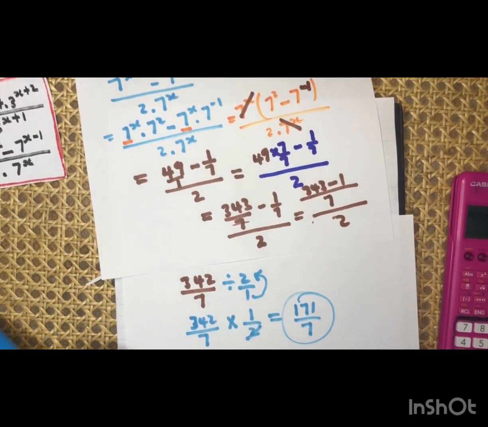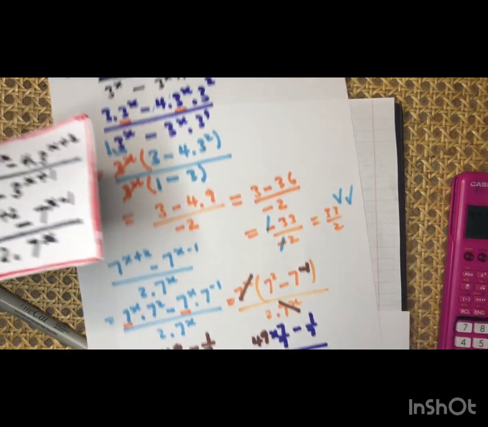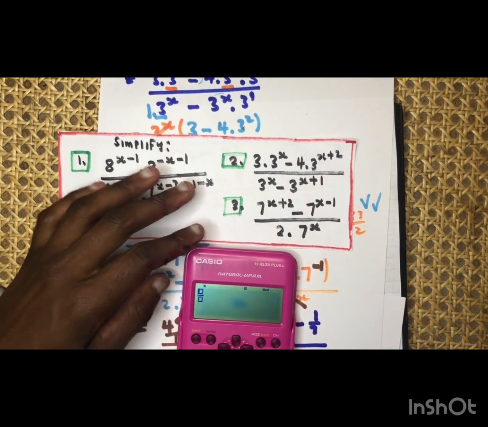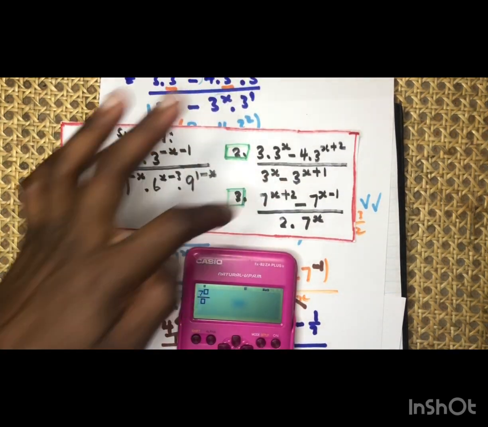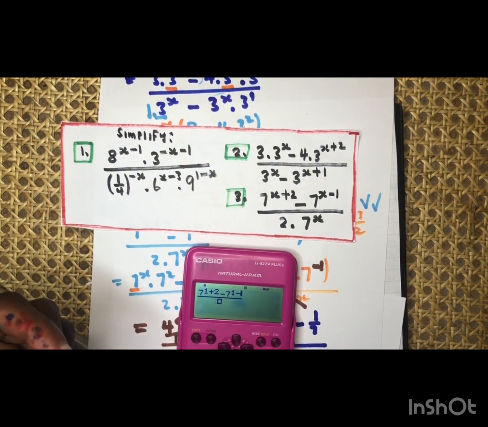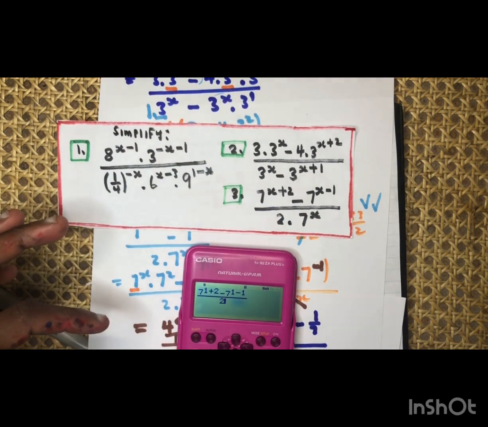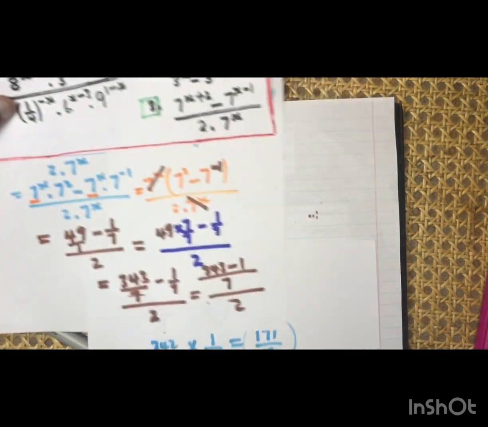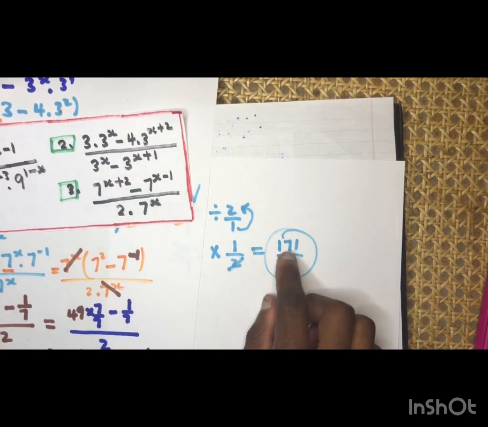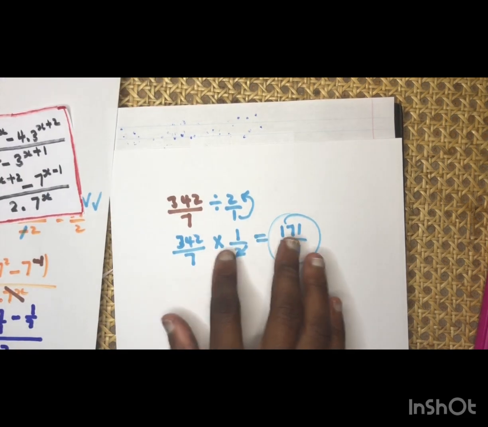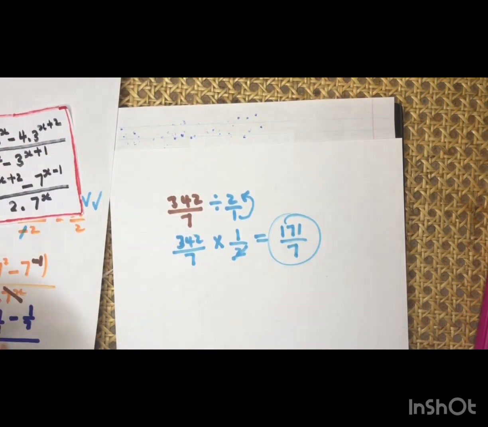You can go to the question again and try to verify your answer, guys. Remember, this was our question. I will go there and say 7 to the power 1, I put 1 plus 2 minus 7 to the power 1 minus 1 over 2 times 7 to the power 1. So that's 171 over 7, which is the answer that we got here. I hope that, guys, you all understand how we got this answer.